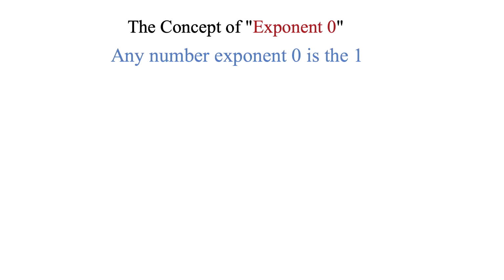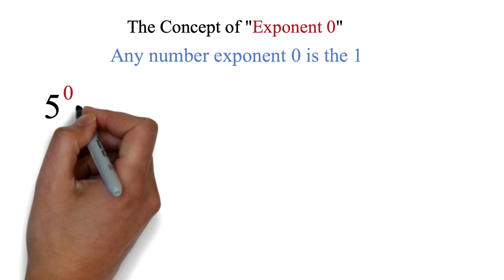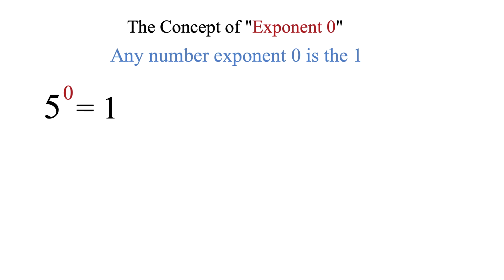The concept of exponent 0. Any number exponent 0 is 1. Example, 5 exponent 0 is 1. That's all you need to remember if you don't care about why.